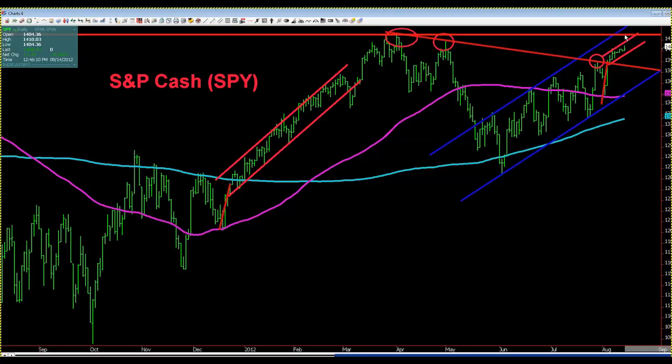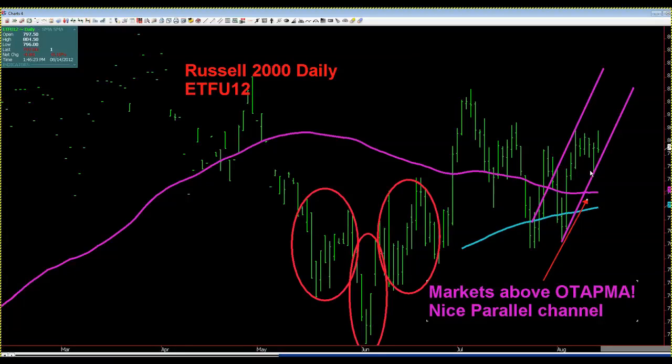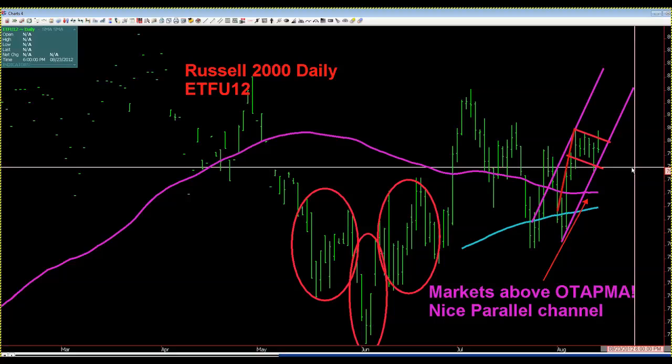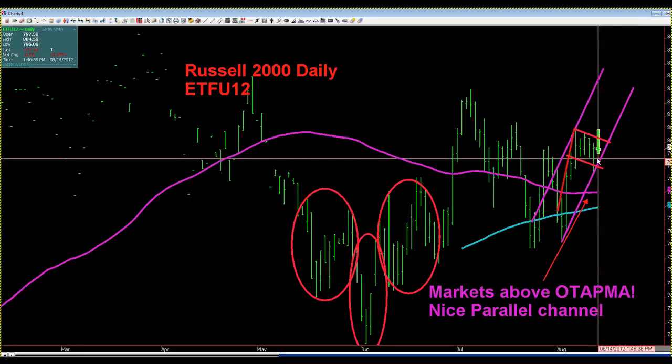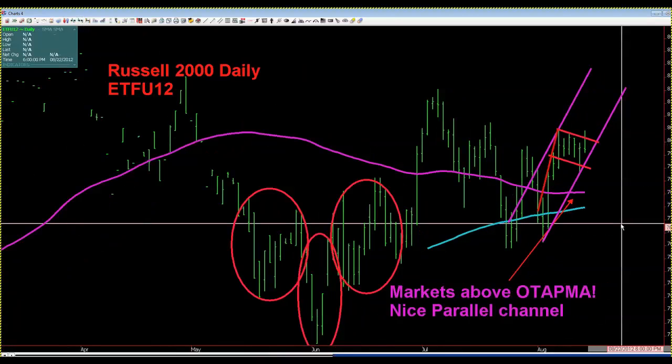Let's go look at the Russell. The Russell, in a wonderful parallel channel, also creating some form of what may be construed as a bull flag when all is said and done right here. Right inside of the parallel channel, you got your bull flag being built. As long as we stay inside this channel, we should work our way higher. So your Russell, if you ask me, this is a pretty good looking chart.